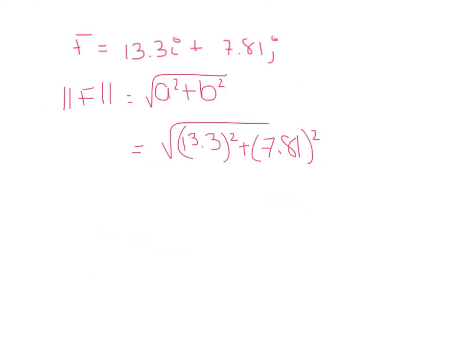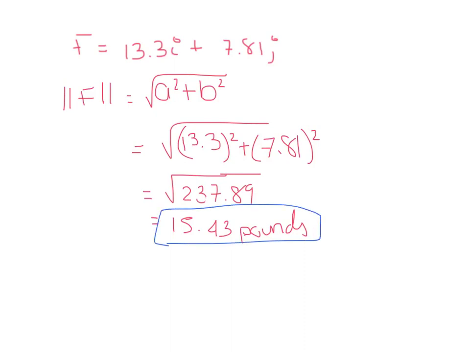What we're looking for here is the magnitude, which is the square root of a squared plus b squared. So we have 13.3 squared plus 7.81 squared, and we're going to take the square root of that. What we get is the square root of 237.89, and what we just found was that the magnitude of the two forces acting on the object is 15.43 pounds.